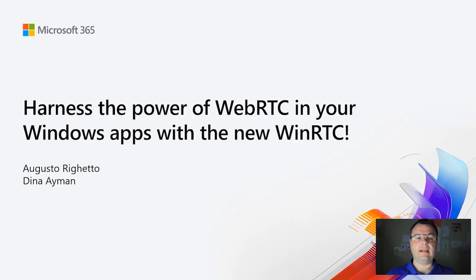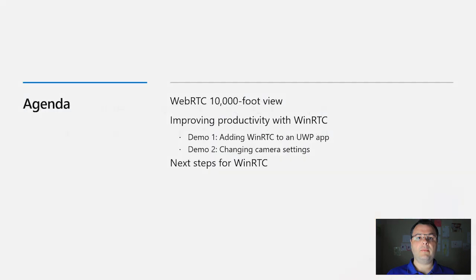Thanks, Dina. Hi, I'm Augusto Rigetto. Today I'm going to show you how to add real-time communications capabilities to your Windows native apps. I'm going to start by giving you a brief introduction of WebRTC. Then I'm going to talk about how to use WinRTC to improve your productivity by adding a XAML component to your UWP app. After that, I'm going to show you how to change the XAML component code for improving the camera resolution. Finally, I'm going to talk about the next steps for WinRTC.